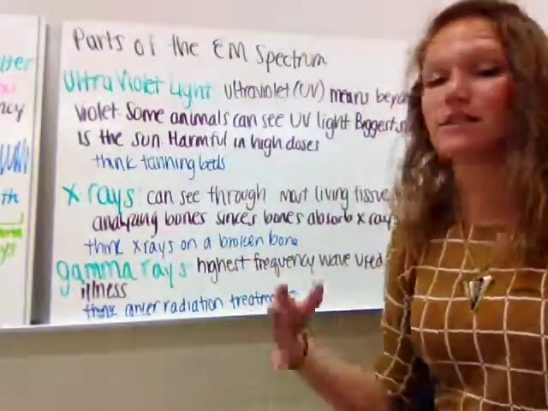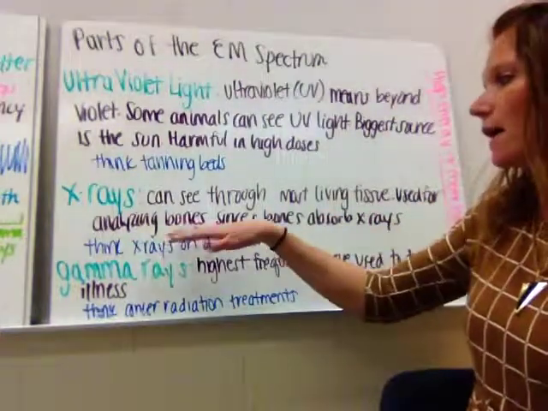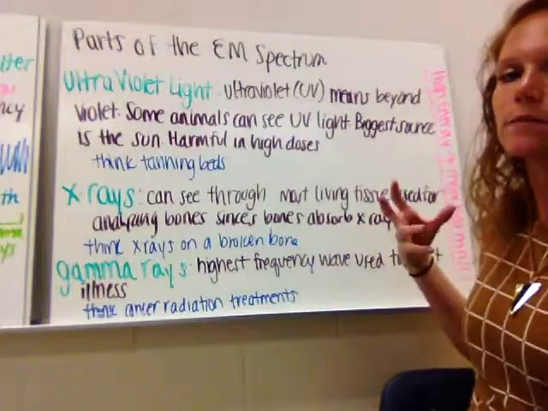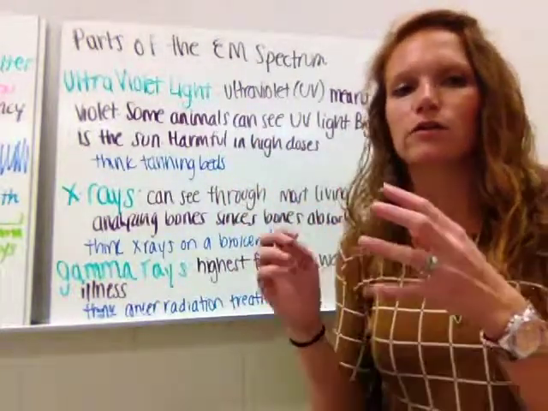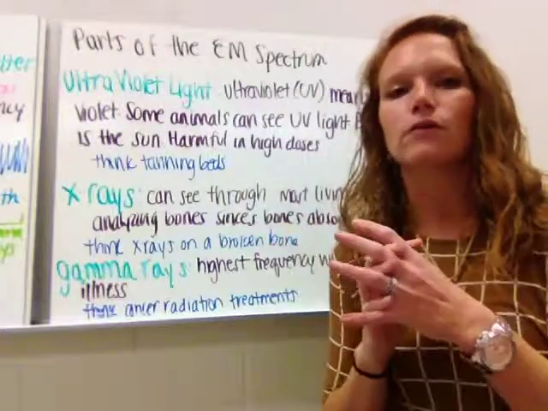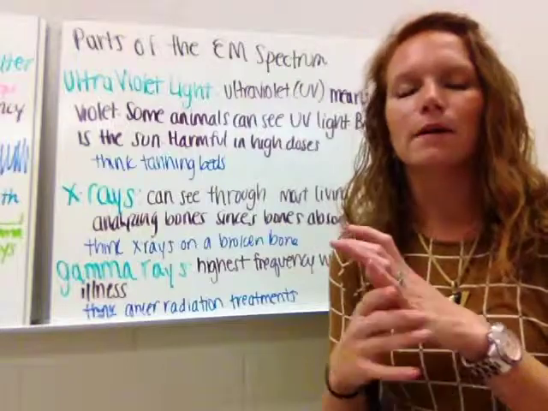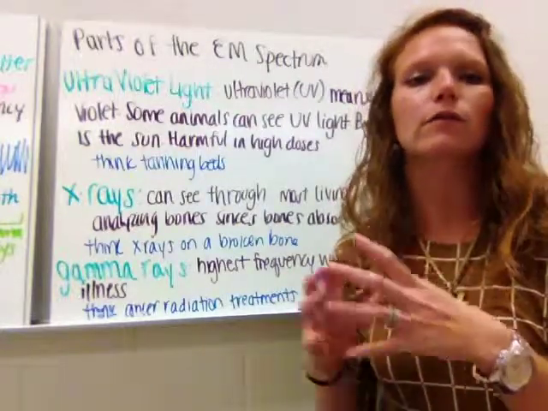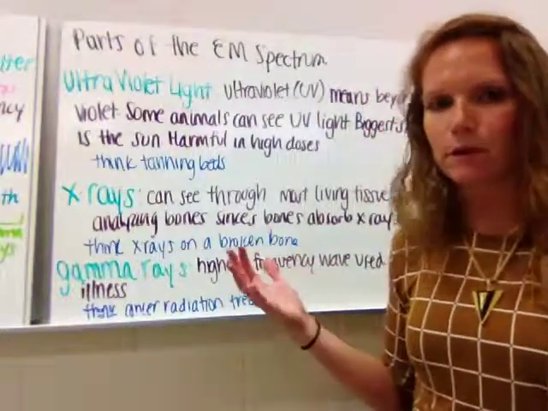Then you've got X-rays. These are the same X-rays you've heard about before. They can see through most living tissue, and they're used for analyzing bones, since bones absorb the X-rays. Most living tissue the X-rays go right through. It goes through skin, it goes through muscle, it goes through all the rest of the stuff in there. But the bones absorb it, so you don't see past the bones. That's how you can see the bones there. So think X-rays on a broken bone.